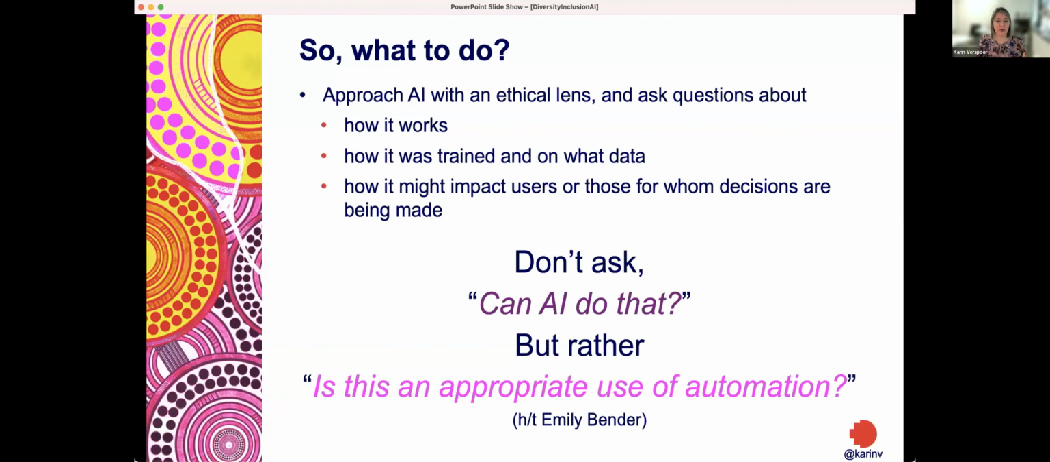Okay, so what should we do? And I'm wrapping up now. We should approach AI with an ethical lens and ask questions about how it works, how it was trained, what data is in there, and how it might impact users or the people for whom the decisions are being made. So, in the clinical context, that might be patients. Don't ask, can an AI do that? But rather, is this an appropriate use of automation? I think this is a little reframing that is worth putting into your thinking as you're developing AI systems.